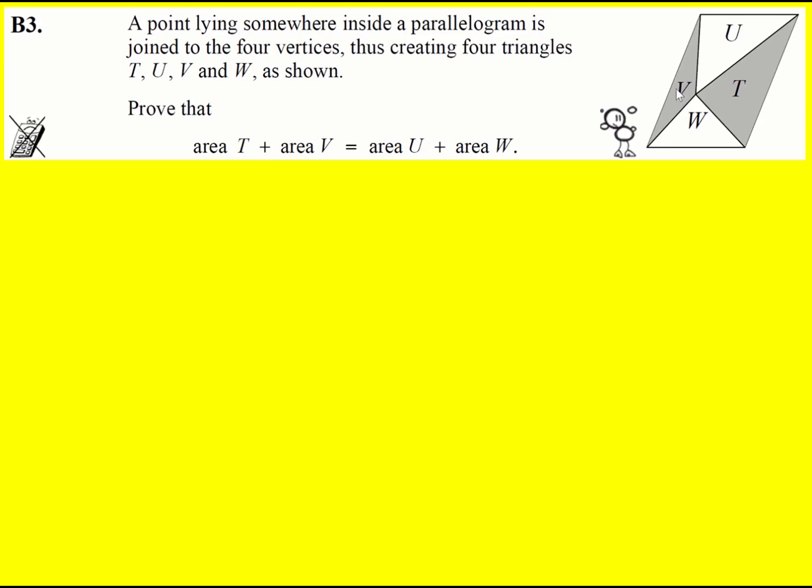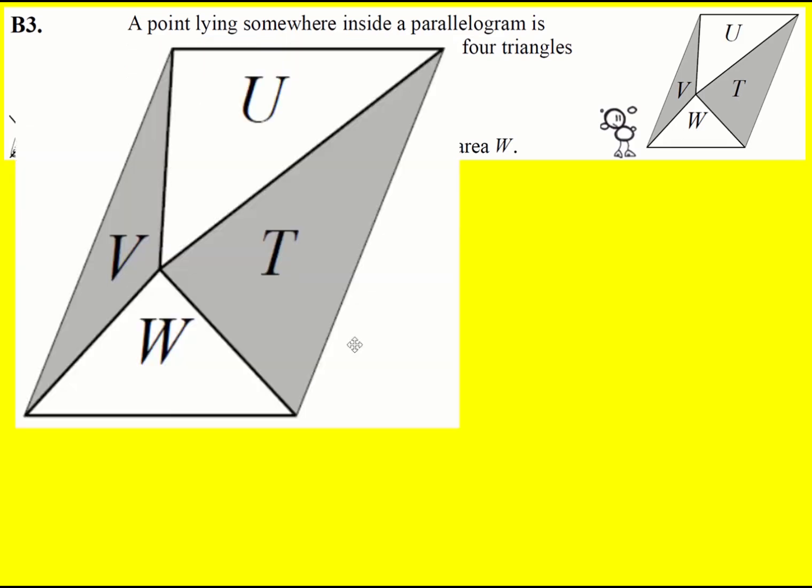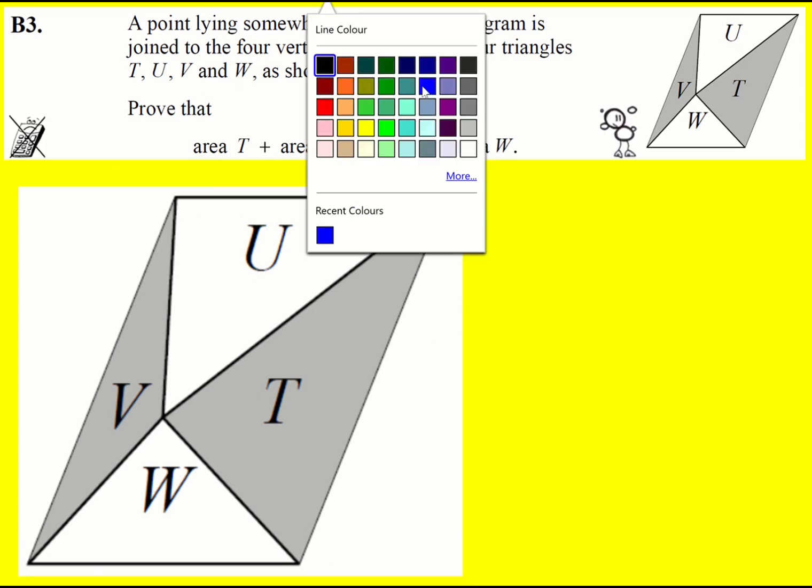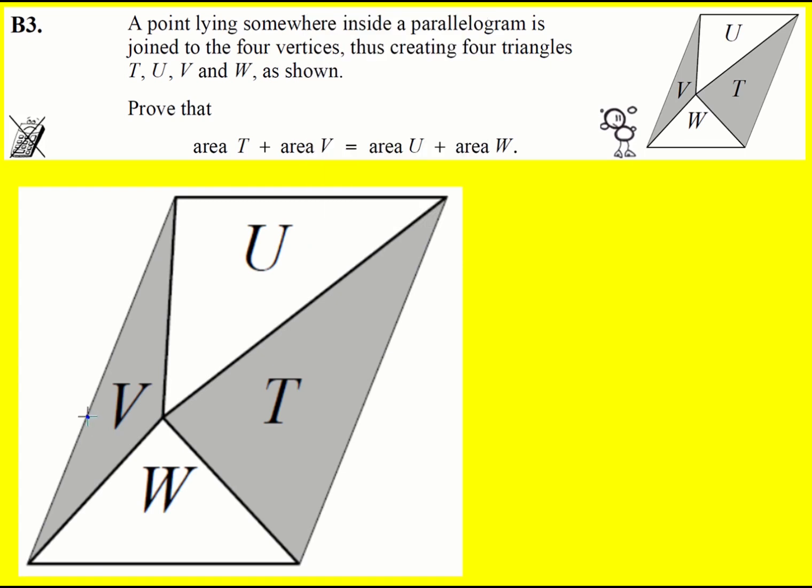Want us to prove that the area of V plus the area of T is equal to the area of U plus the area of W. I'm going to show this in two different ways. First of all, the way the answers do it using a purely geometrical argument. What they do is draw parallel lines.